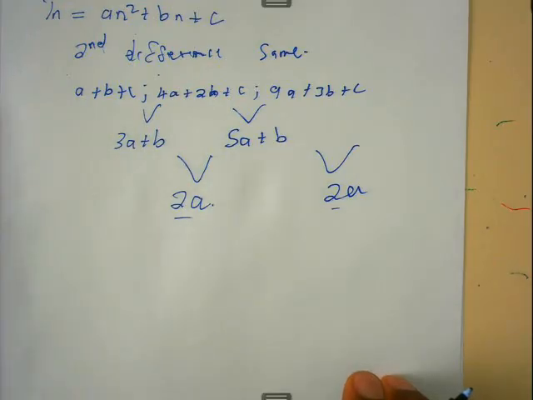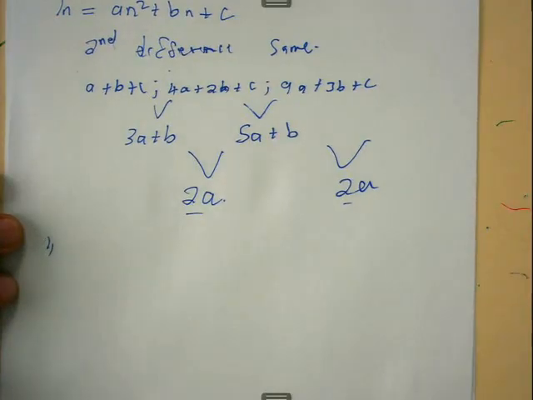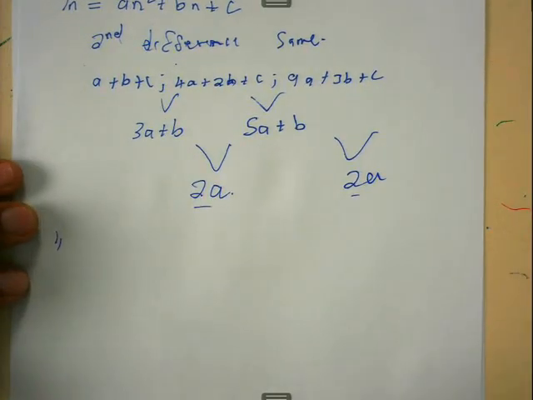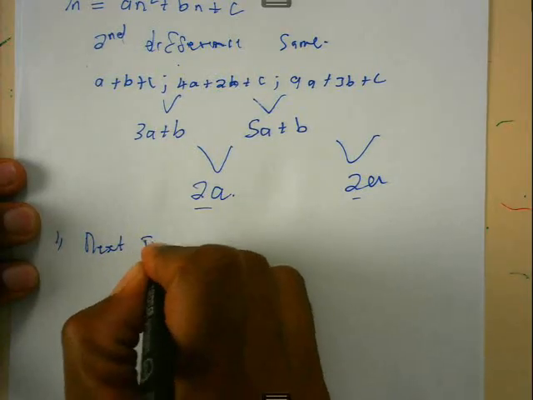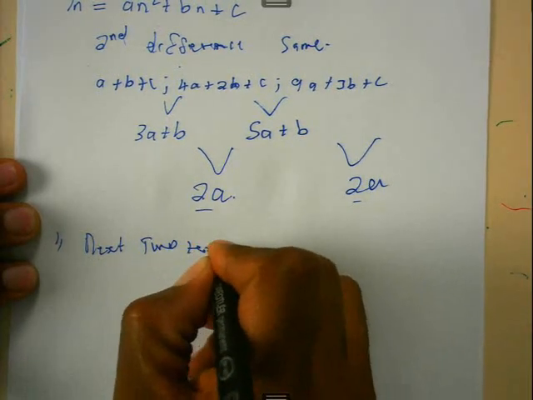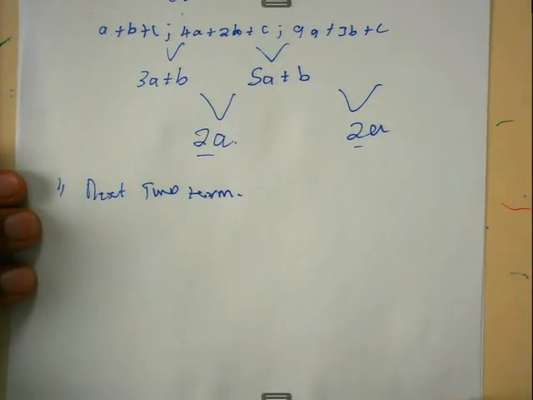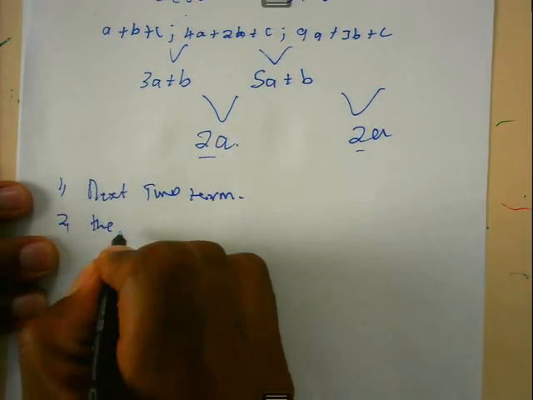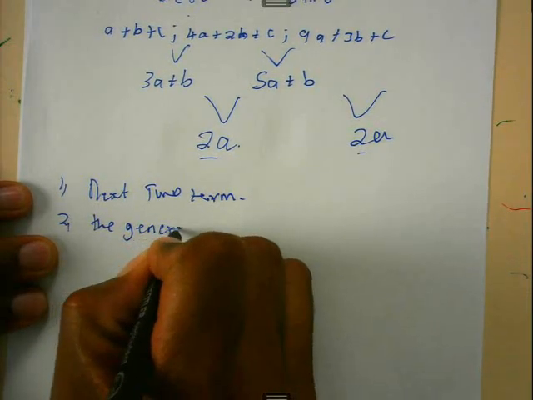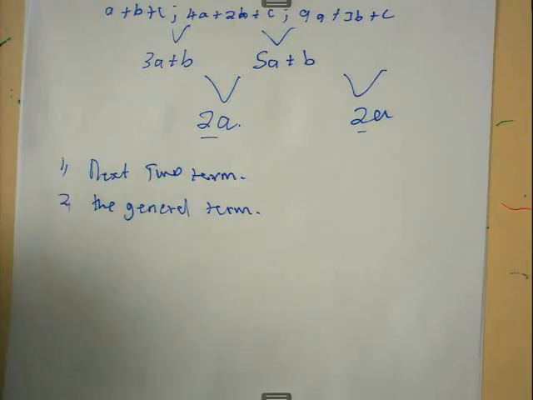Boys and girls, you must remember that when you solve the pattern, you'll agree with me that you must be able to identify the next two terms, or the next term of that sequence or pattern. It is very important. The second thing is that you must be able to determine the general term. It's very, very important to determine the general term.